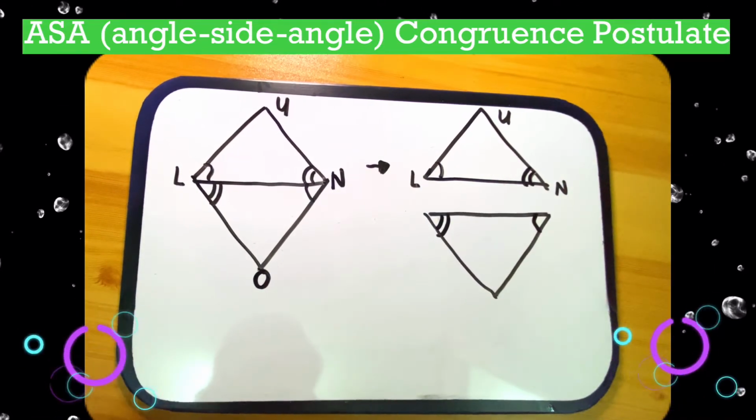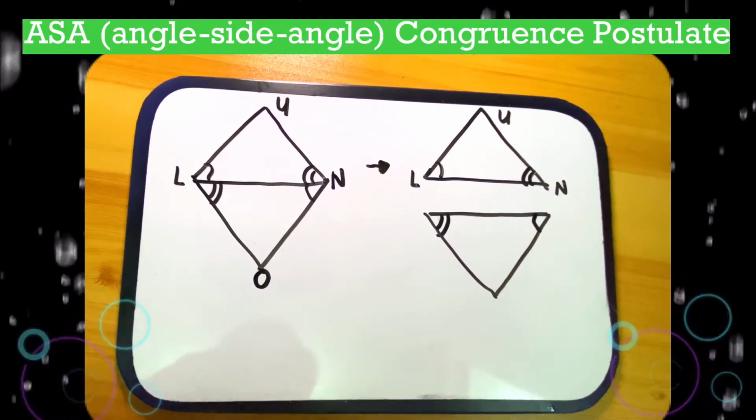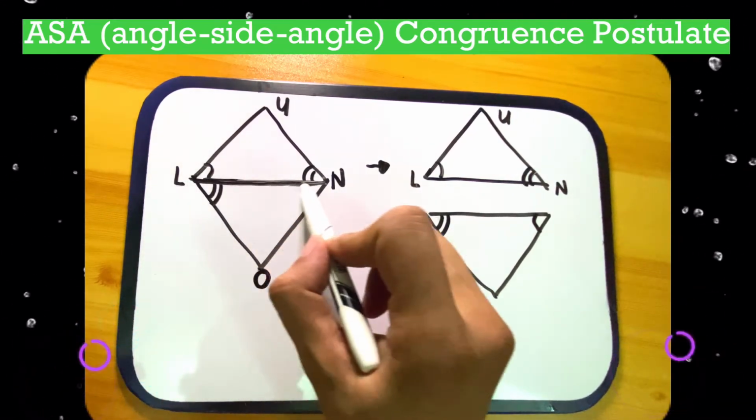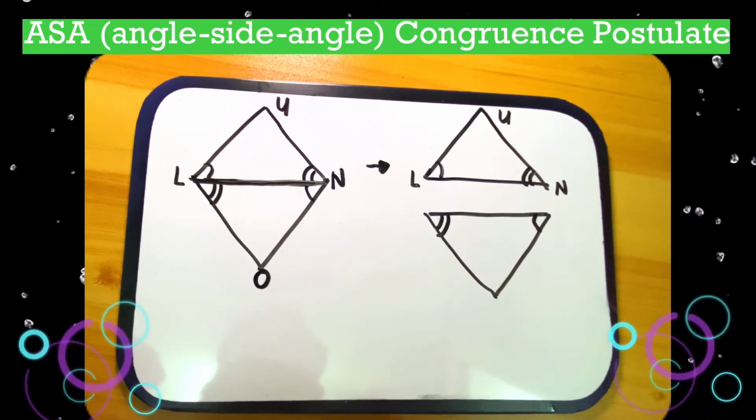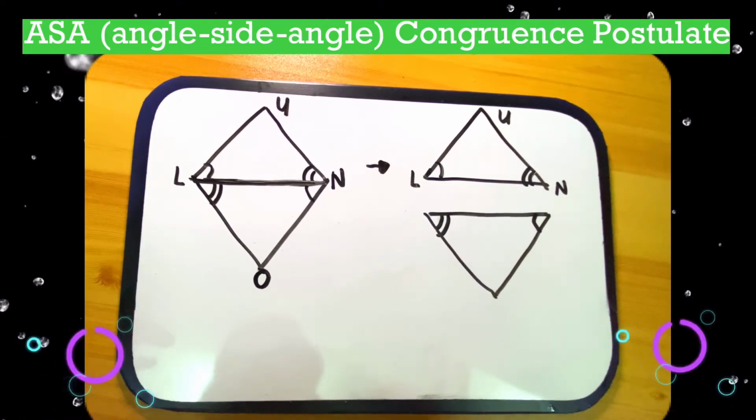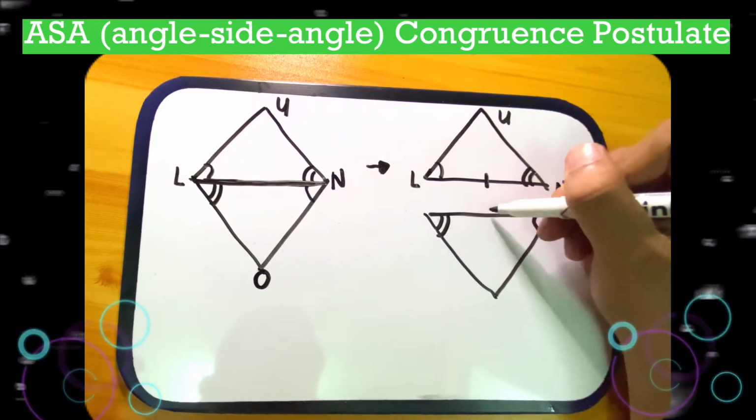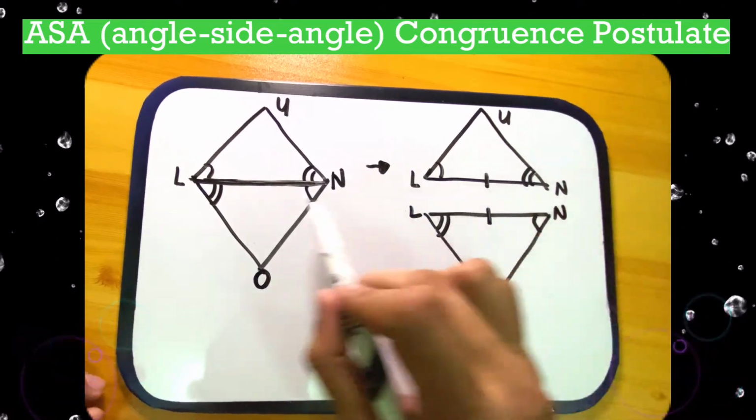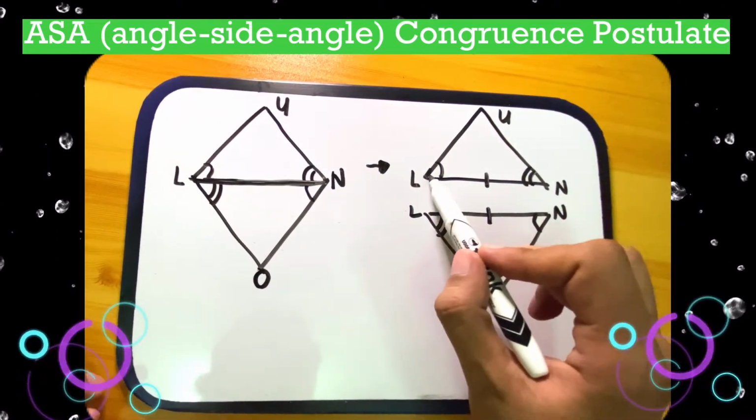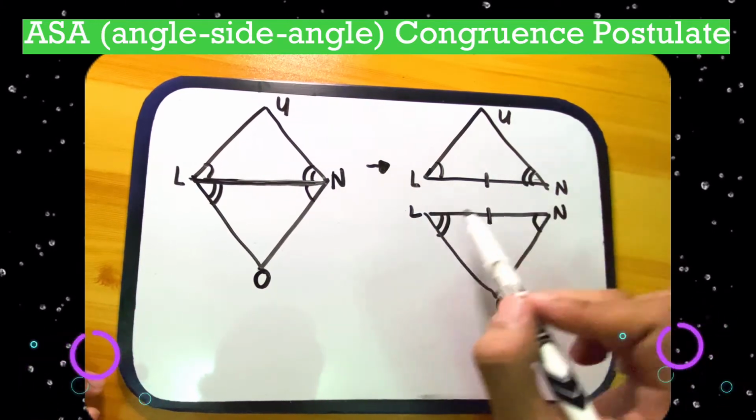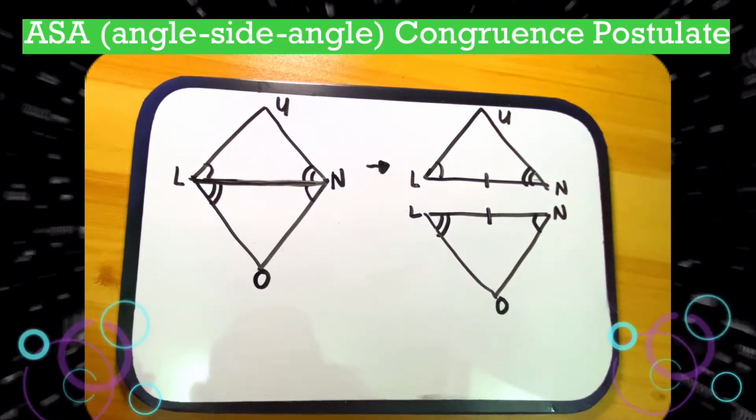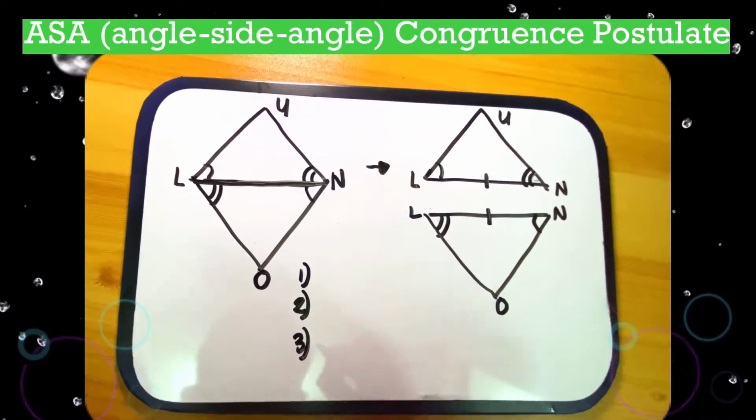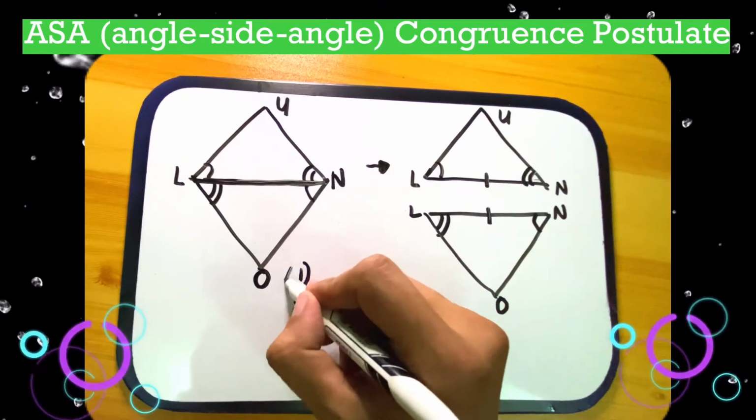If you ask, where's the side? If you notice, we have this common side. Automatically, this is the included side. So therefore, they are congruent already. Because this is the common side, the common side is LN here. This is our included side again. So LN is congruent to LN. Okay, if we have to name the congruent parts, since it is ASA, so ASA.